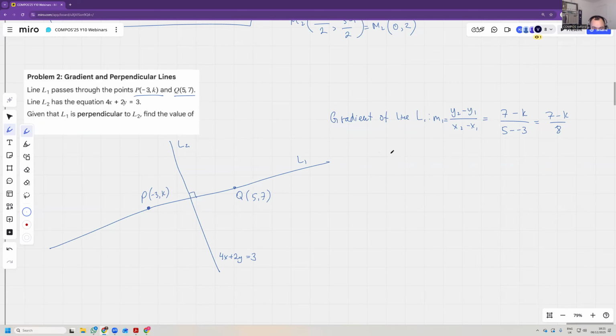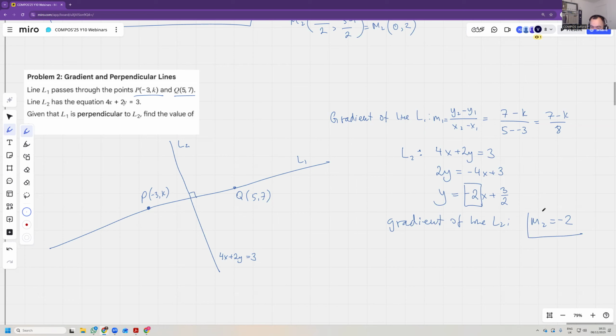To find the gradient of line L2, so L2 has equation 4x plus 2y equals 3. To find the gradient, I'm going to rearrange to make y the subject. So 2y equals minus 4x plus 3, and y is minus 2x plus 3 over 2. So the gradient of line L2 is m2, which is -2, because that's the gradient. Okay, hopefully that makes sense.